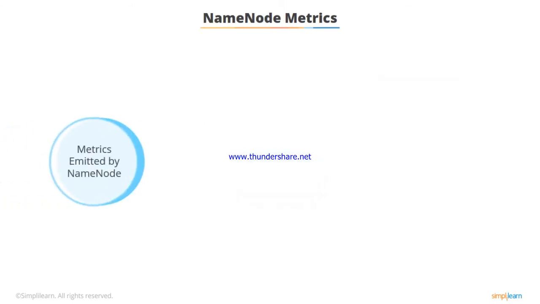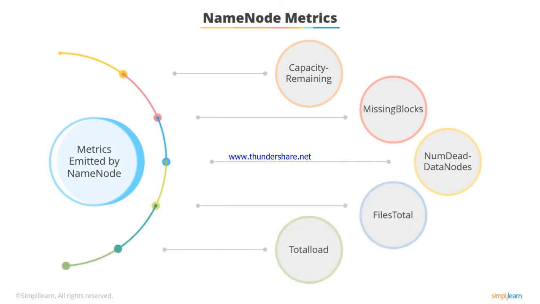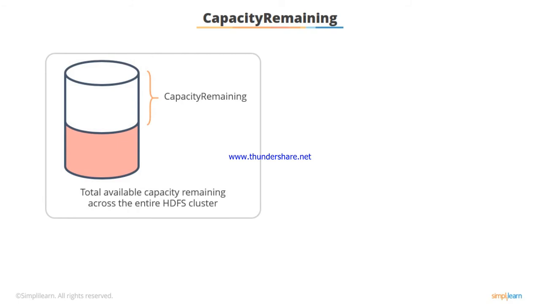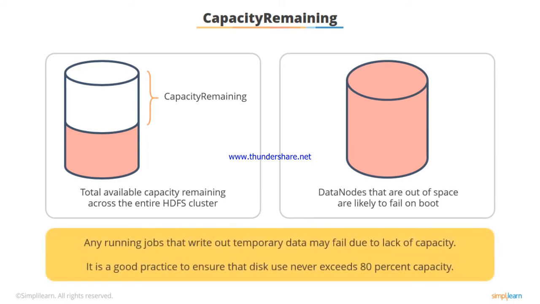Some metrics emitted by NameNode are as follows: capacity remaining, missing blocks, num dead data nodes, files total, total load. Capacity remaining represents the total available capacity remaining across the entire HDFS cluster. DataNodes that are out of space are likely to fail on boot. Running DataNodes cannot be written to. In addition, any running jobs that write out temporary data may fail due to lack of capacity. It is a good practice to ensure that disk use never exceeds 80% capacity.